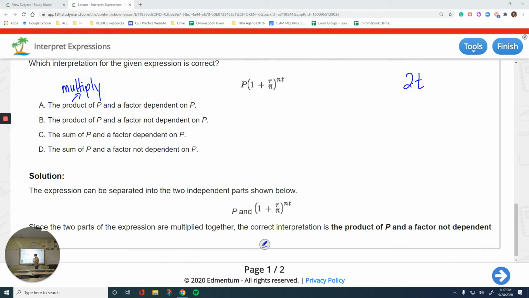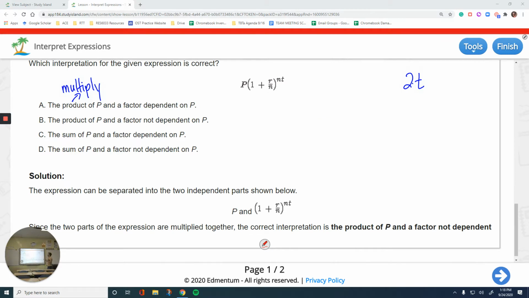Just because it is a thing doesn't mean it's the only way to say it. Another product is the product of p and 1 plus r over n. So these are the two different products I'm seeing, because when you multiply p times that, it's the product of two things. It's the same for n, t. Even though there's nothing between them, that means multiplication. If you just see letters next to each other, this is the product of a and b, or a times b. They are just different ways of saying the same thing.